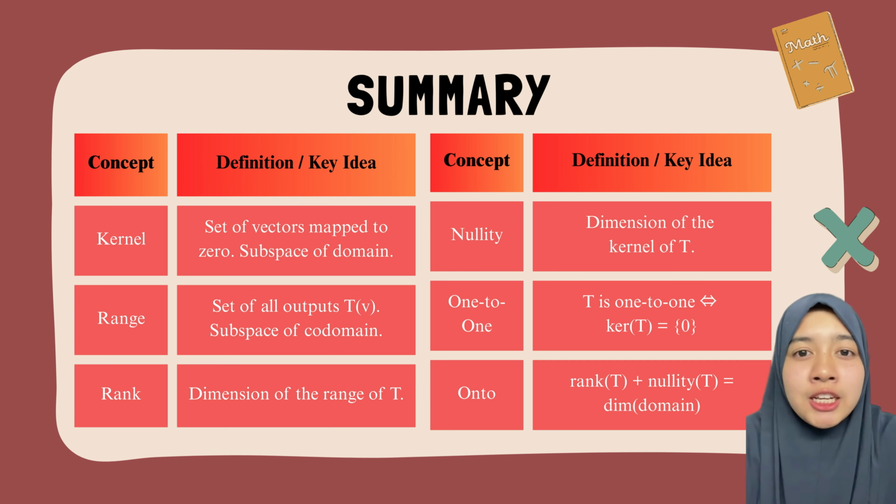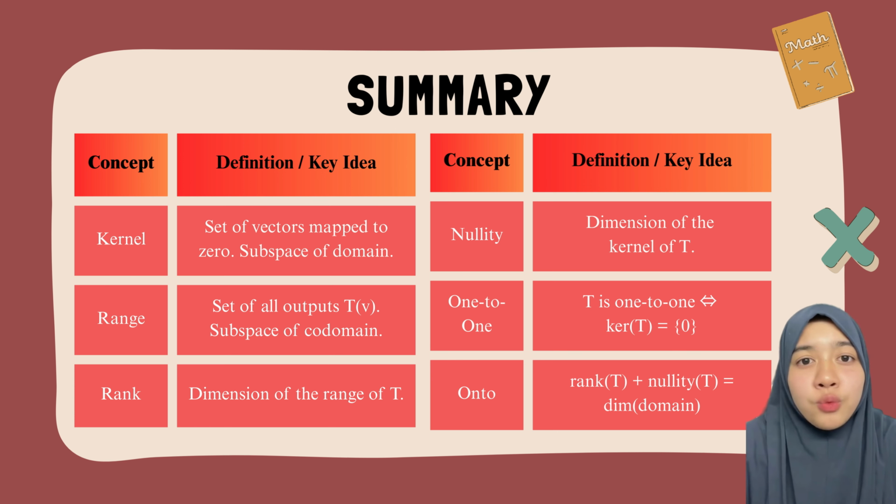First, the kernel is the set of input vectors that get sent to 0. They completely disappear, so it tells us what is lost in the transformation. Next, the range is all the possible outputs the transformation can produce. It shows what's kept and where the inputs go. Then, we focus on two important ideas. First, rank is the number of dimensions that are preserved, the information that makes it through. Second, nullity is the number of dimensions that are lost, the part that gets wiped out.